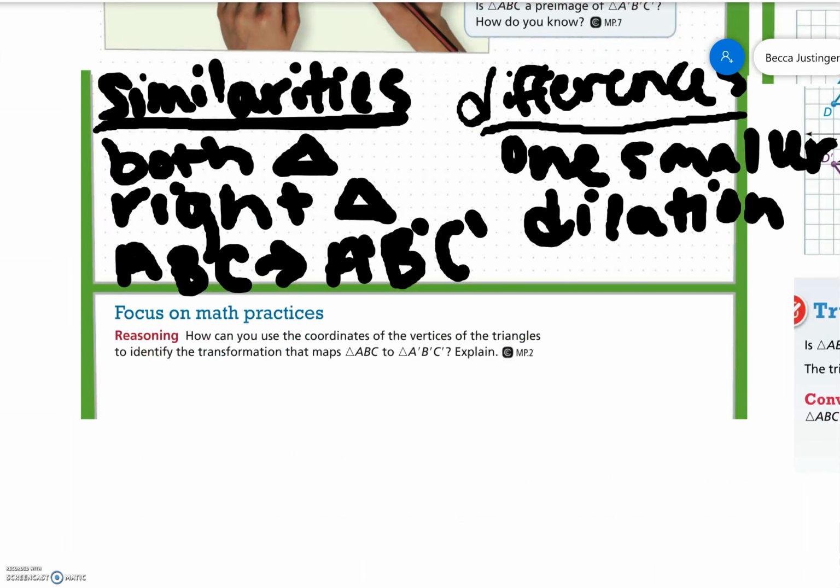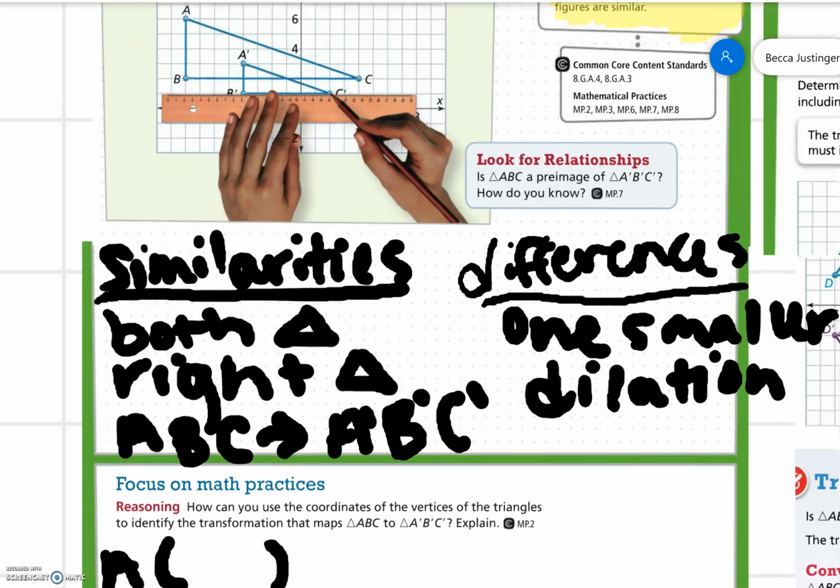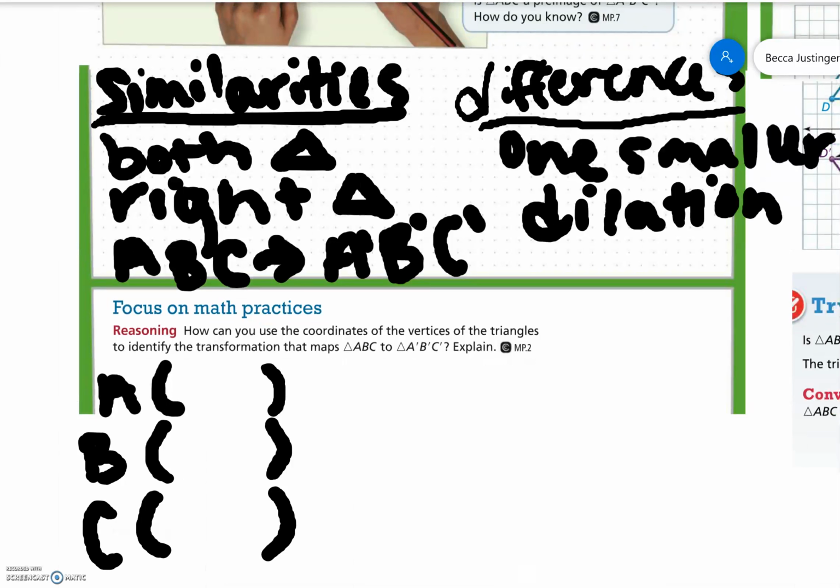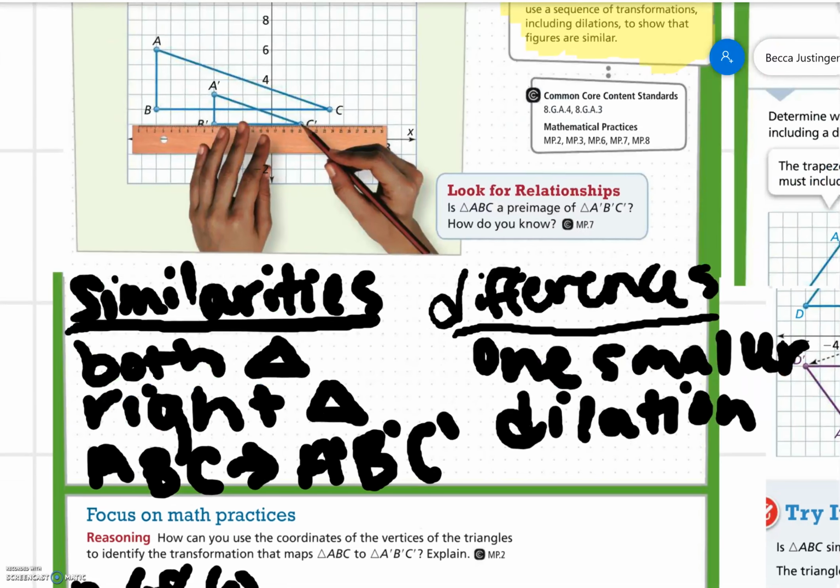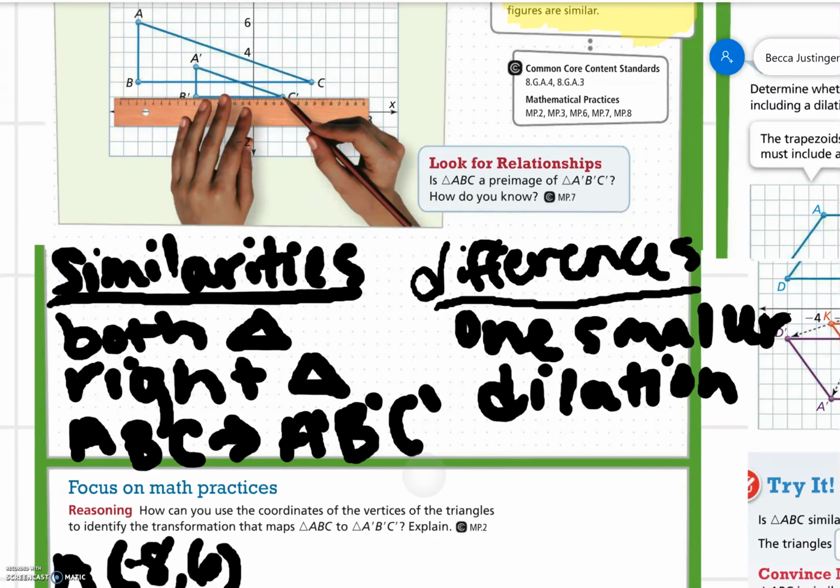Focus on math practices. How can you use the coordinates of the vertices of the triangles to identify the transformation that maps ABC onto A prime, B prime, C prime? Well, let's write down what the coordinates are. A is at negative 8, 6. B is at negative 8, 2. C is at 4, 2.